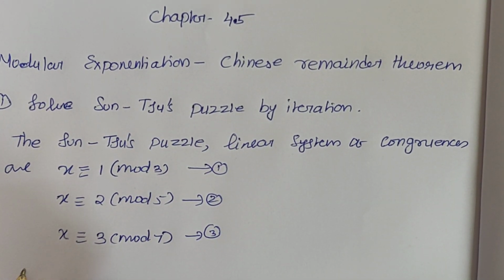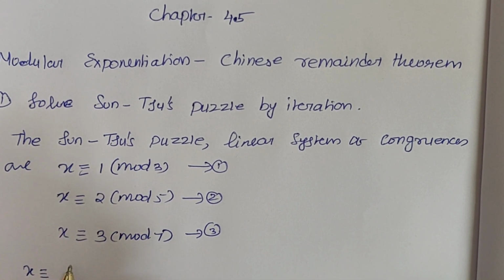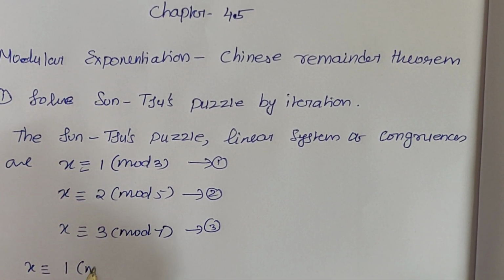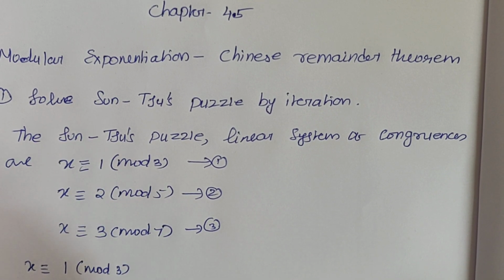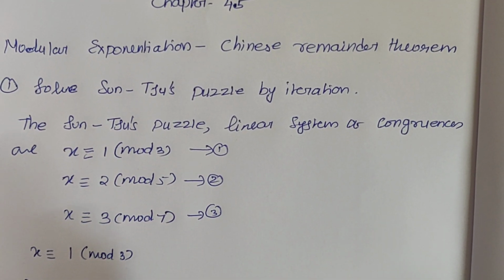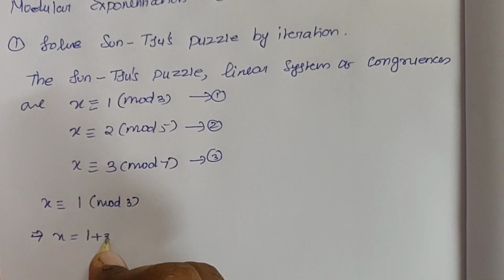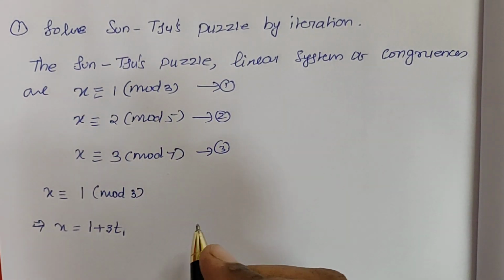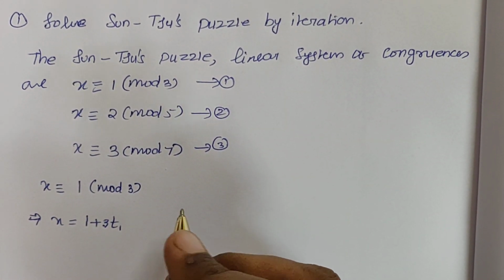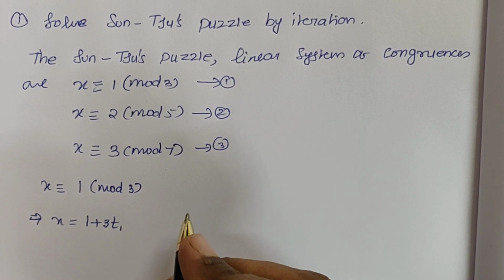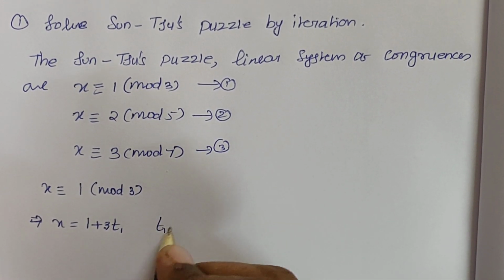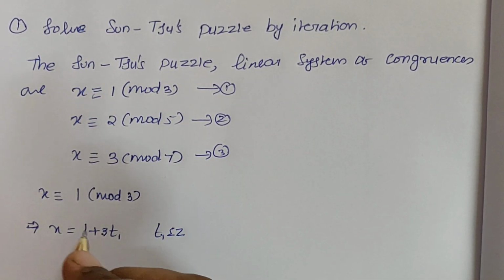I start with the first equation, x is congruent to 1 mod 3, which implies x can be written as 1 plus 3t1. Generally we assume 1 plus 3t, but instead of t here I consider t1. So this t1 also belongs to the integers.